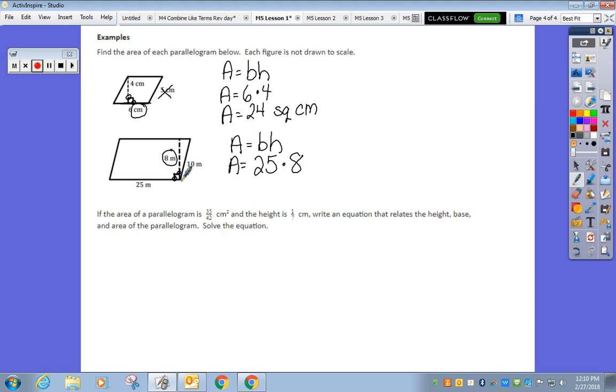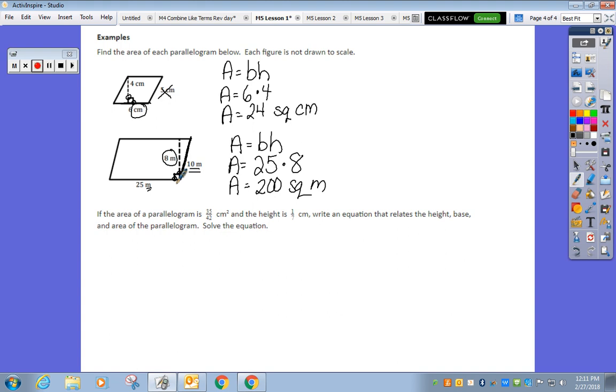The 10 is just that side length. I don't need that in order to find the area. If I wanted perimeter, I would use it. However, here, I'm not going to use that. So then I would do my 25 times 8 and get 200 square, in this case, it's meters. Okay, so you want to make sure you are using the base and the height, not a side length. This is just a side length. It's not my base and it's not my height. Those two should meet at a right angle.